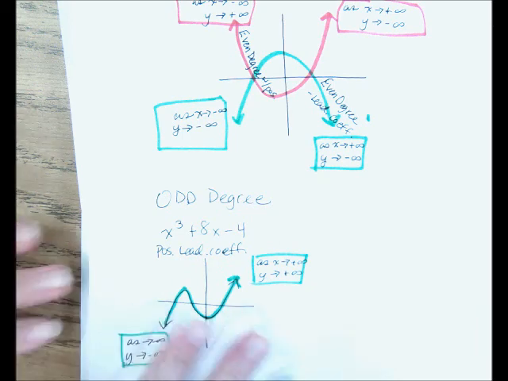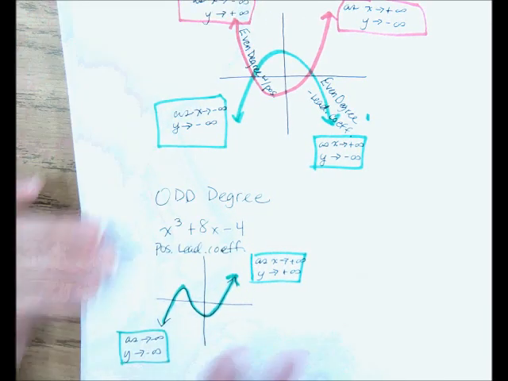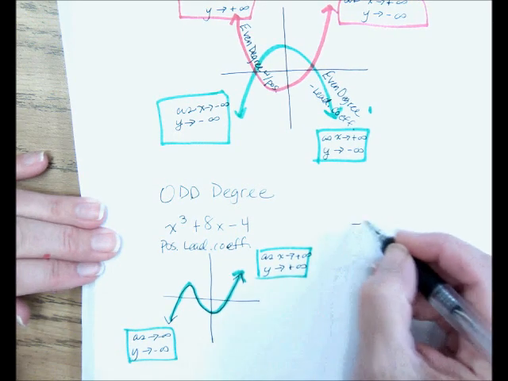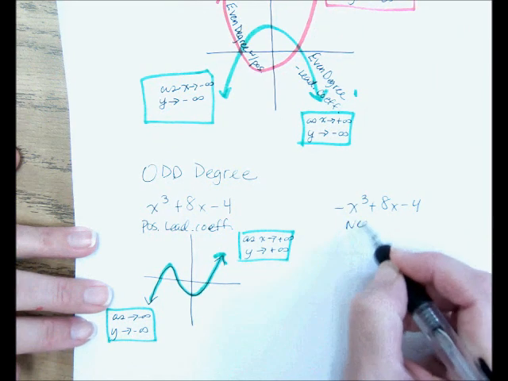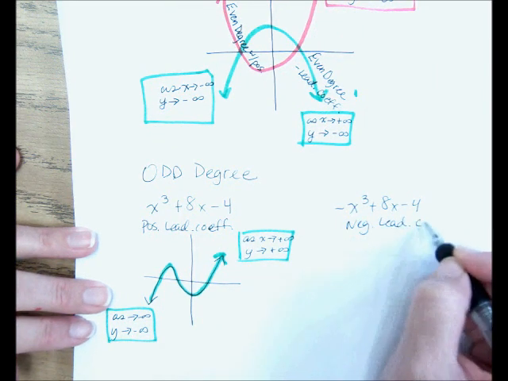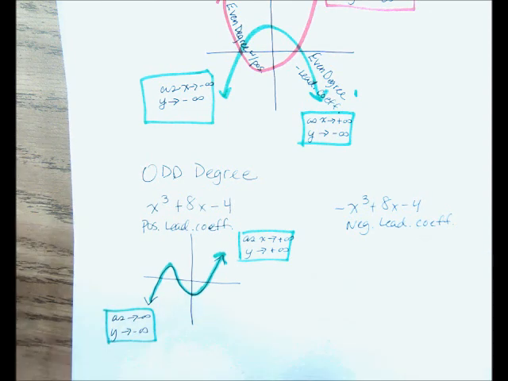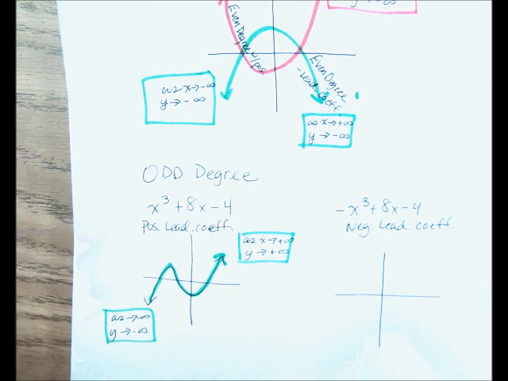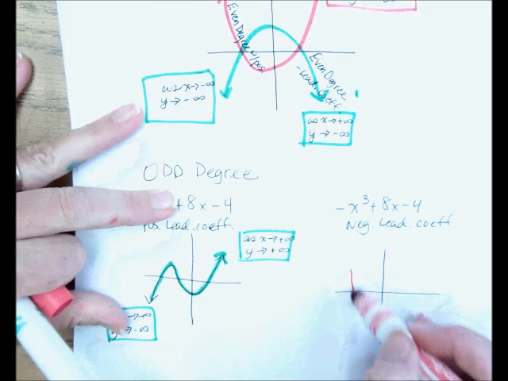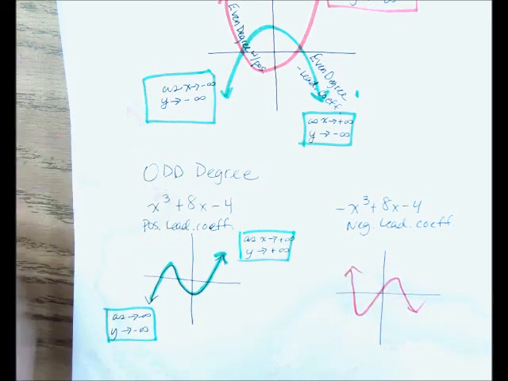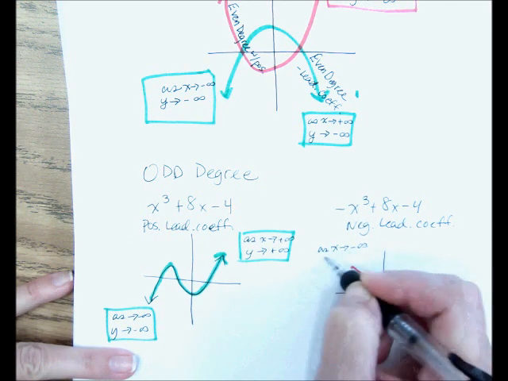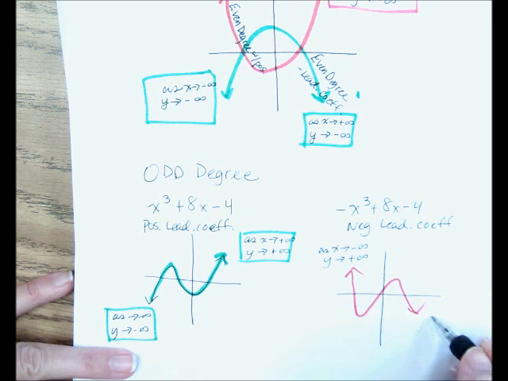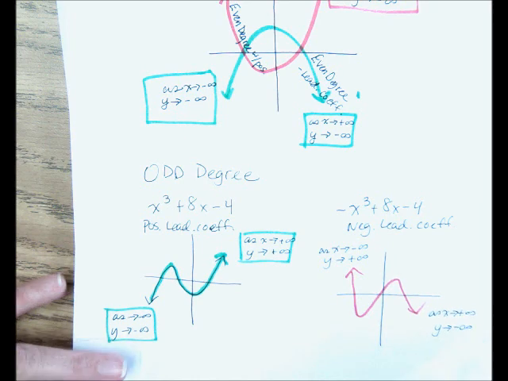Now, the same thing is going to happen that happened up here. If I put a negative in front of my leading coefficient, so negative x cubed plus 8x minus 4. If it's a negative leading coefficient, but it's still odd, so they're going to be different. But in this case, instead of starting low, I'm going to start high. So as x approaches negative infinity, y is going to approach positive infinity. And as x approaches positive infinity, y is going to approach negative infinity.